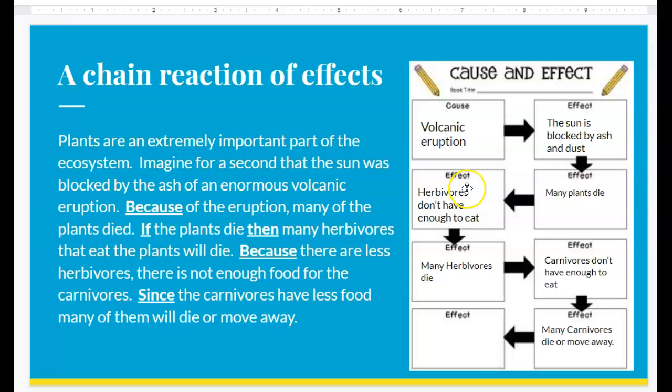If the herbivores don't have enough to eat, a lot of the herbivores are going to die. If a lot of the herbivores die, then the carnivores don't have enough to eat. If the carnivores don't have enough to eat, then many carnivores will die or move away, right? So this one cause of the volcanic eruption created this chain reaction of effects where one thing affects another, which affects another, which affects another. Okay, and ecosystems are really complicated like this. You do one little thing over here, and it's going to cause some effect over here that you had no idea was going to happen.